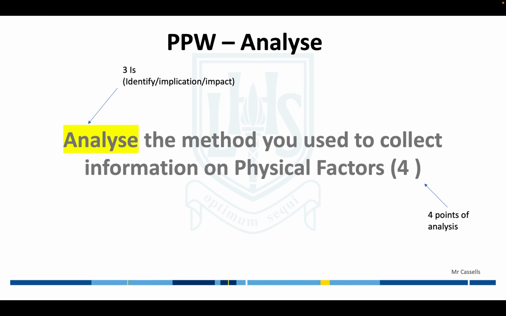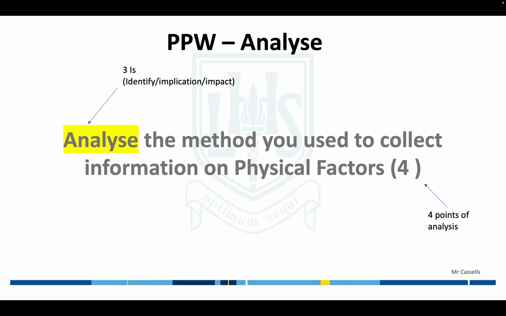So on screen just now is what a question might look like. Analyse the method you use to collect information on the physical factor. Now, again, this would link to a question that's come before. Generally speaking, it would be an identify or a describe question that comes first, and then this would be the follow-up question. So analyse, and I've highlighted that because that's our command word. It tells us how we're going to answer the question, and we're going to use that 3I structure that I just spoke about, and it's worth 4 marks.